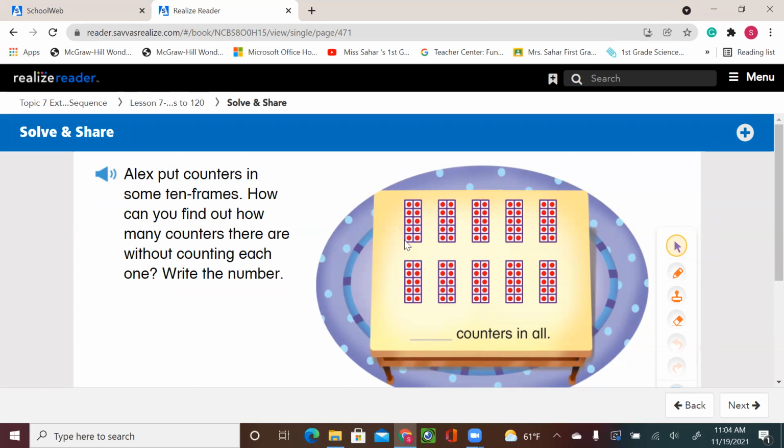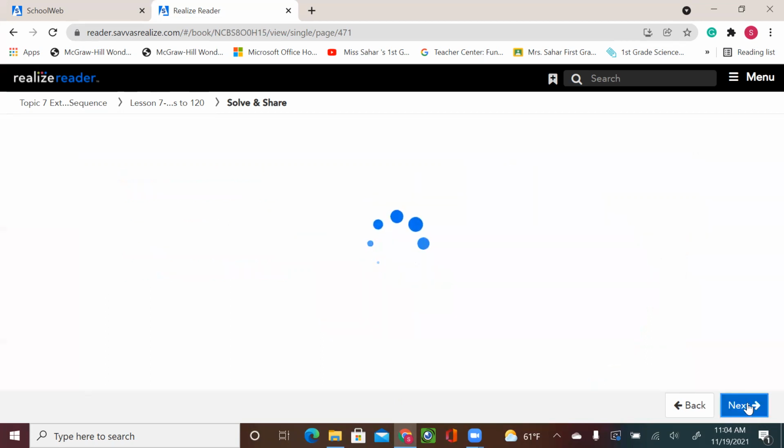So that's a group of 10, another group, a third, a fourth, a fifth group, that means 5 tens, 6, 7, 8, 9, 10. Ten groups of tens means 100. So 10, 20, 30, 40, 50, 60, 70, 80, 90, 100. Now let's watch our video.